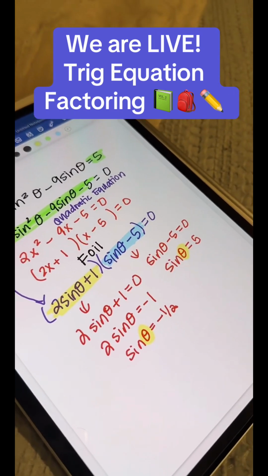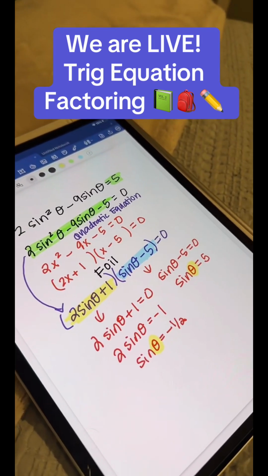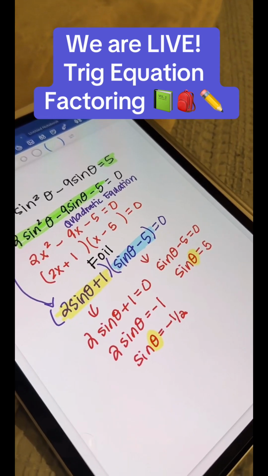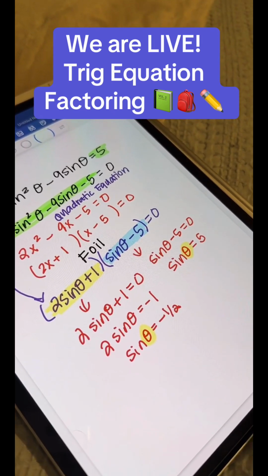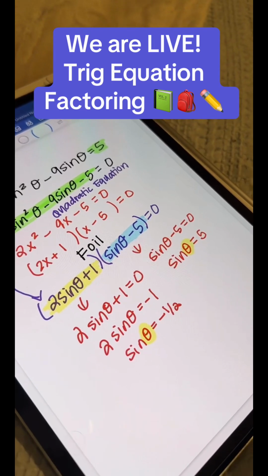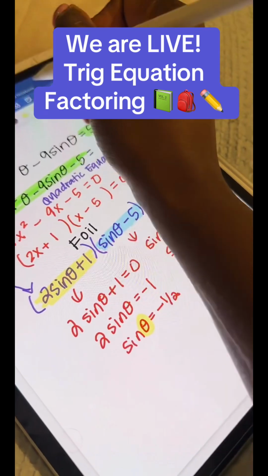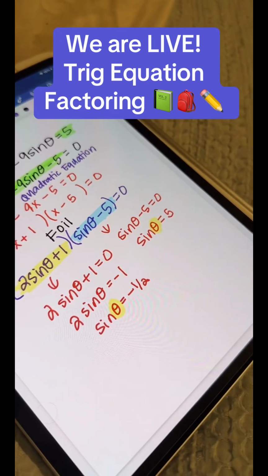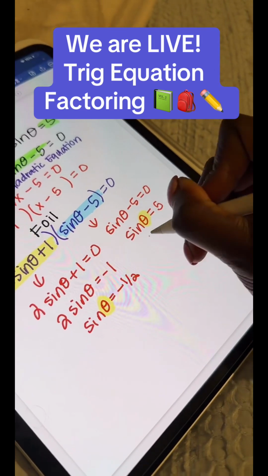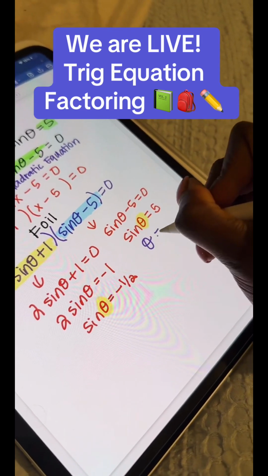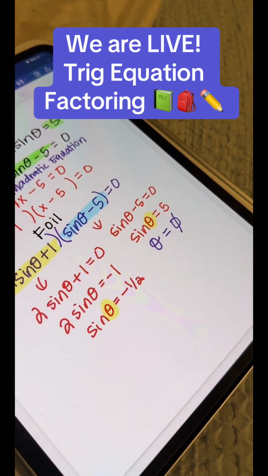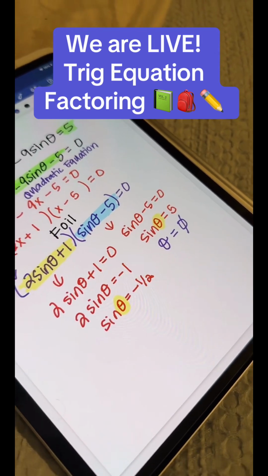If you think about your unit circle, you really do need to have your unit circle memorized if you are in trig. Sine of what angle is going to give you 5? Well, hopefully you would say, I don't really remember a 5 being there on my unit circle. So that means that we would have no solution for that particular equation.